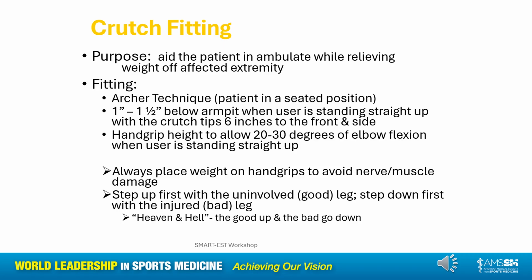The hand grip height should allow for about 20 to 30 degrees of elbow flexion, again with the patient standing straight up. One way to fit the person is to use the archer technique that I will talk about in the next slide, that can be used to fit crutches for a patient that is in a seated position. You should always instruct the patient to put their weight on the hand grips to avoid nerve and muscular injury by putting too much pressure on the shoulder pads.